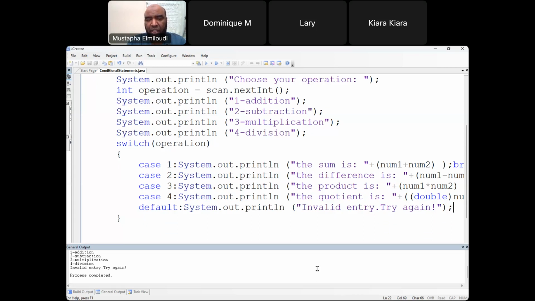It's very simple. If you have anything that has a menu and you have to choose one of them, 1, 2, 3, 4, or A, B, C, D, or stuff like that, a switch statement would be appropriate.